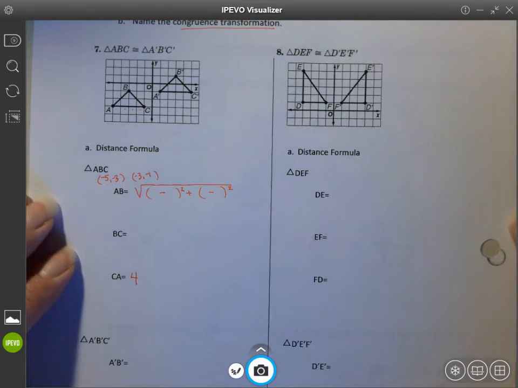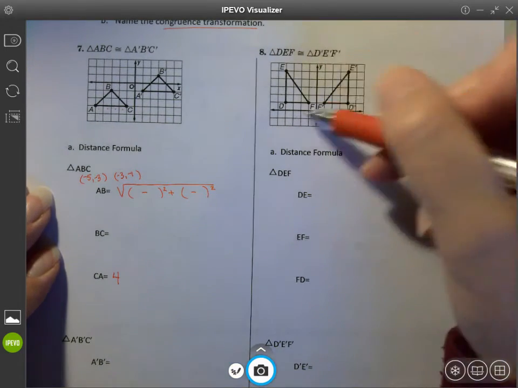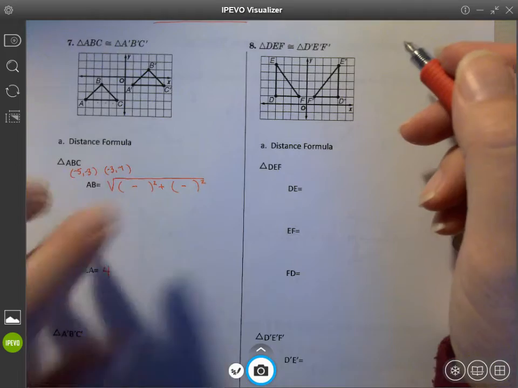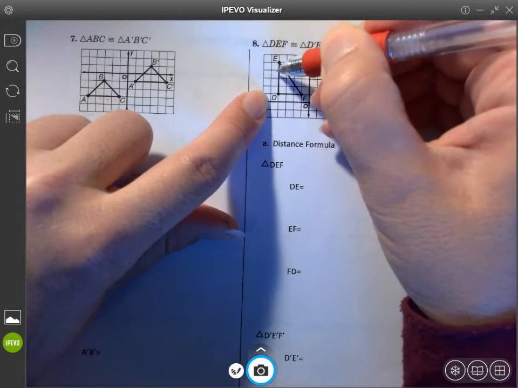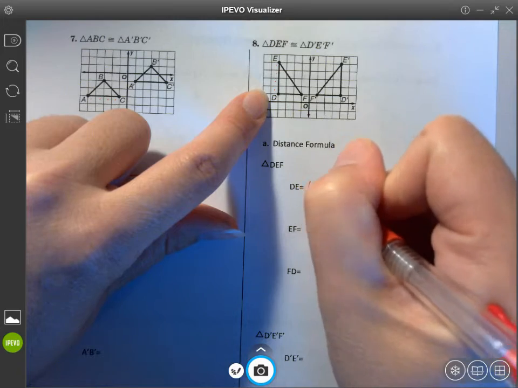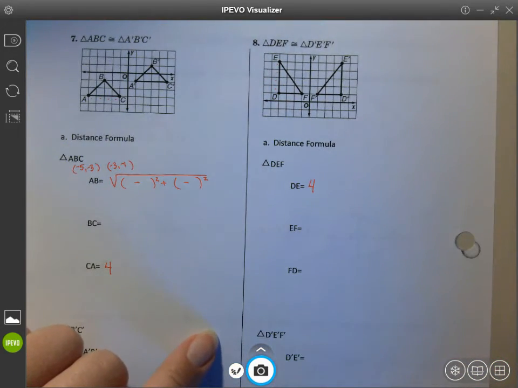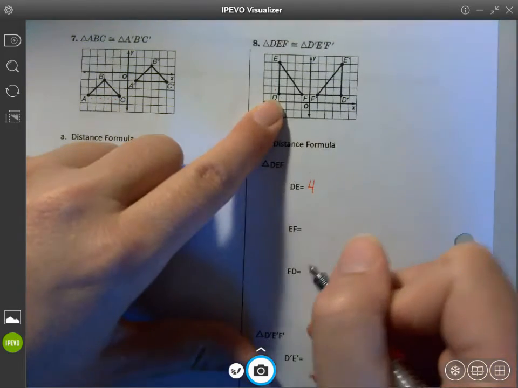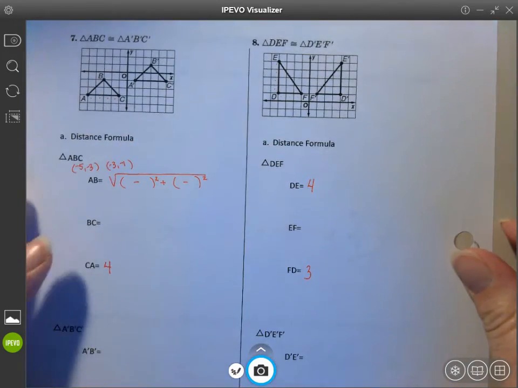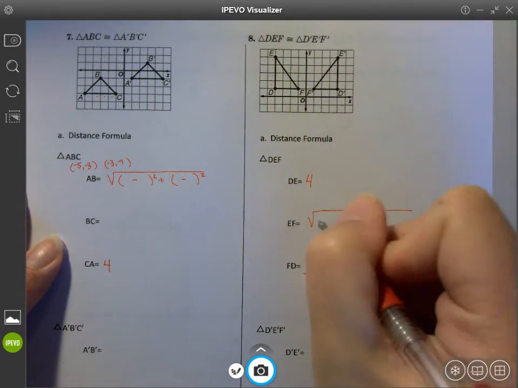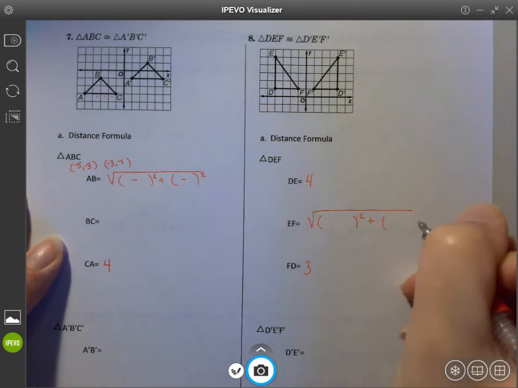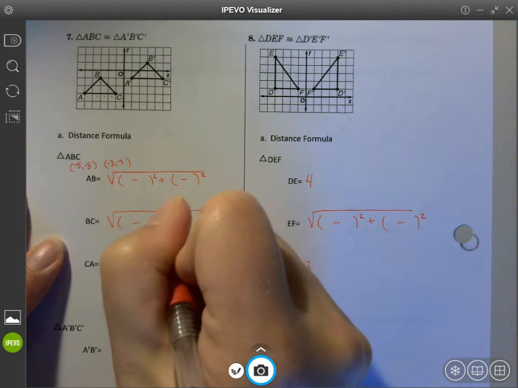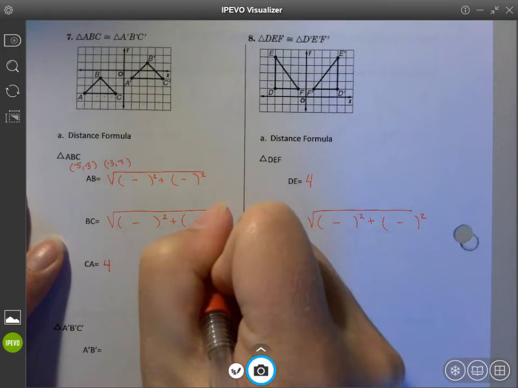Now, jump over to 8 because I want to make your lives easier. What sides can I count without having to do the distance formula? Well, this is a vertical line. Can I count the blocks? 1, 2, 3, 4. It's 4 blocks. All right, what else can I count without doing the distance formula? Right here, DF. Yep, 1, 2, 3. So DF down here, that's 3 units. So I only have to do the distance formula on E to F. I'm just going to remind you that I have to do the distance formula on BC. Okay, so it's going to take a little effort there.